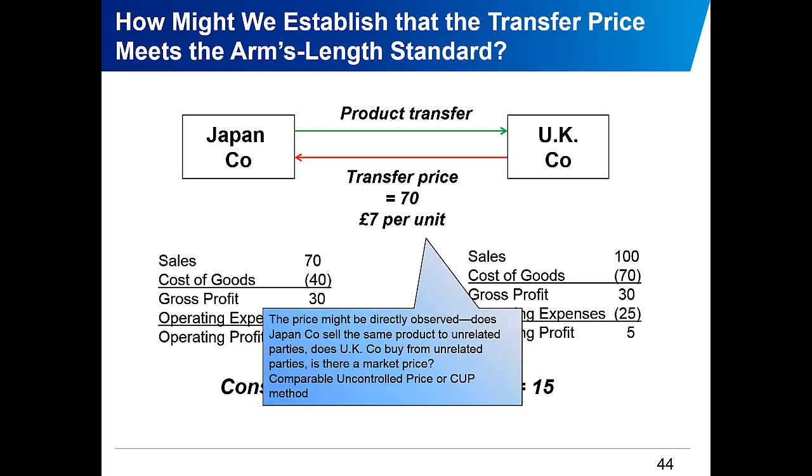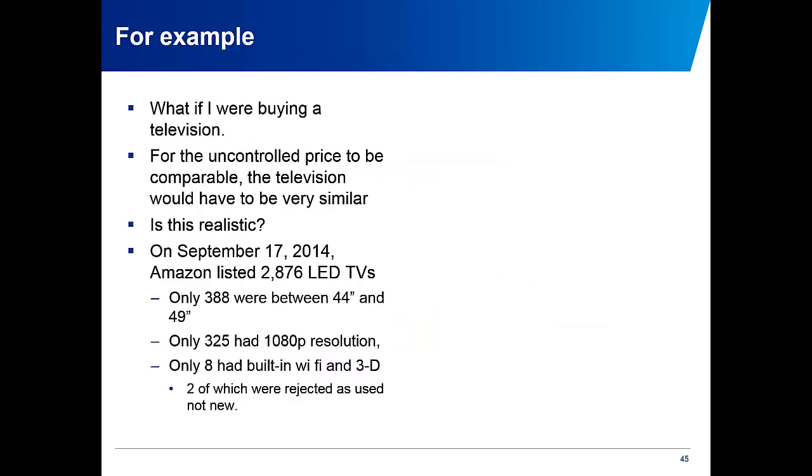This is referred to as using a comparable uncontrolled price, or CUP method. It's probably one of the most compelling arguments one can make in transfer pricing, is that if you do have a good comparable uncontrolled price or a good CUP, it's very hard to argue that the price would be different than that. So let's talk briefly about what goes into a CUP analysis.